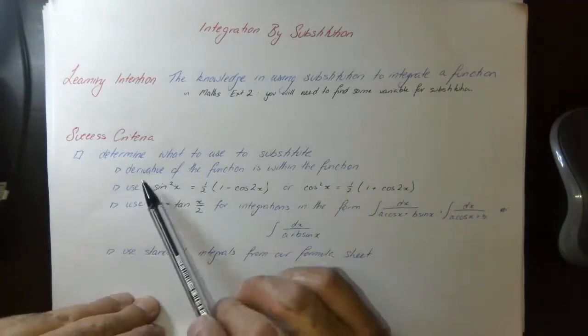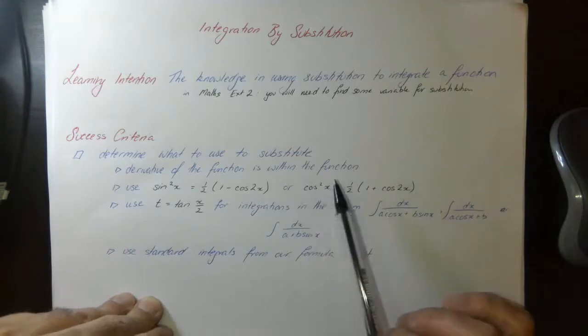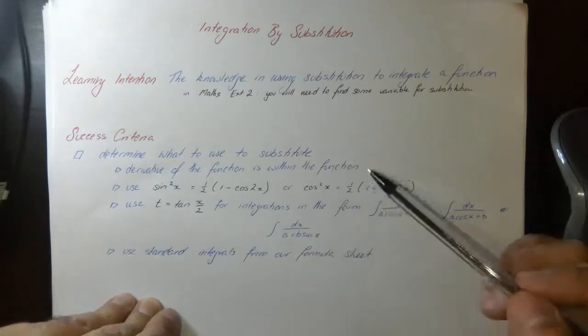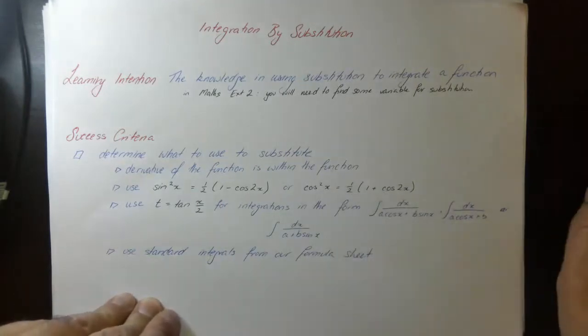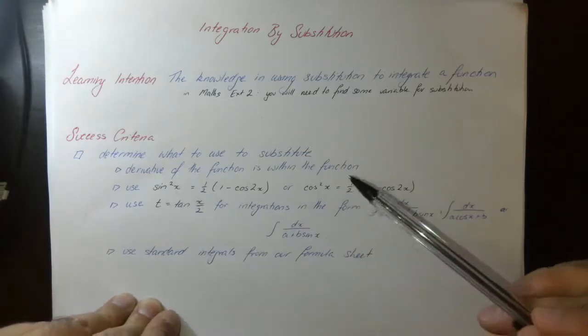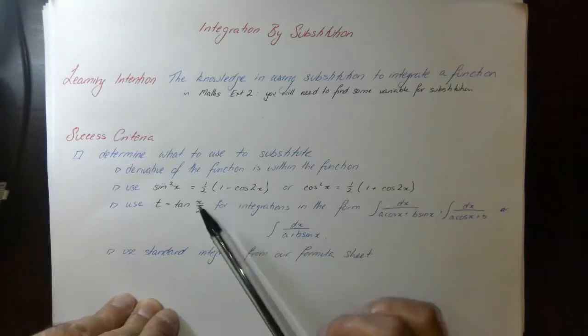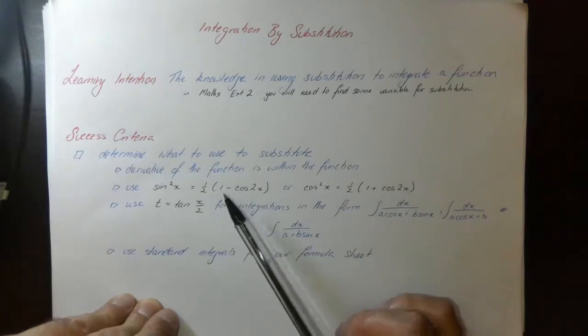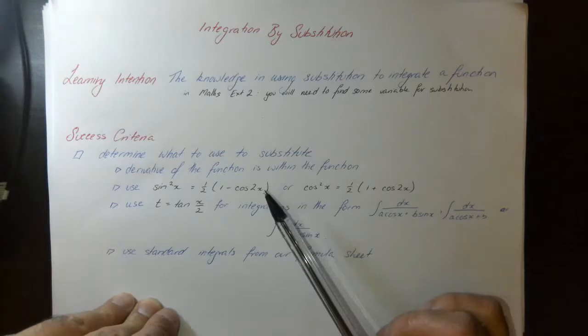So usually you have the derivative of a function within the function itself that you're trying to integrate. Otherwise, you might get something like this, where you have either sine squared x or cos squared x, and you have to use the identity that this is equal to a half (1 minus cos 2x).